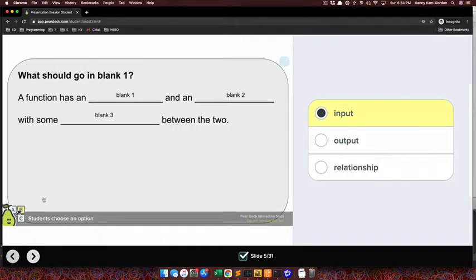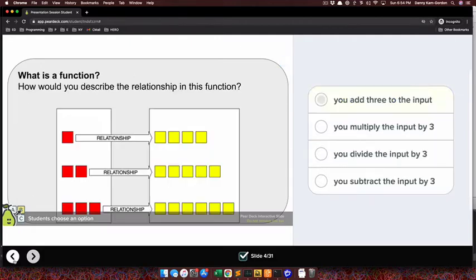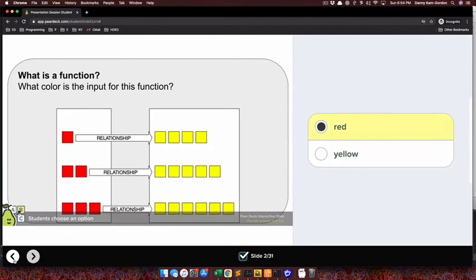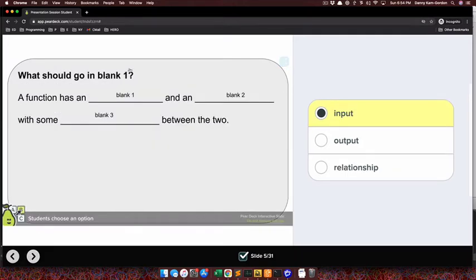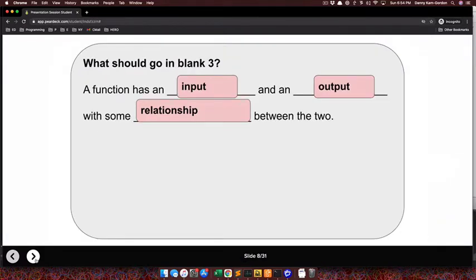In this next problem, it says, what should go in blank 1? It says a function has a blank and a blank with some blank between the two. So if we go back again, of course, we can remember that it states each function has an input, then there's a relationship between them, and then over here, there's an output. So for this first question, for the first blank, we're going to put input. On the next question, of course, we're going to say output because each function has an input and an output. And the last question was some blank between the two. It's a relationship between the two. So those should be the 3 blanks for that question.